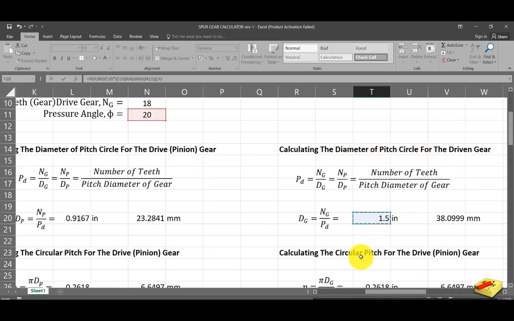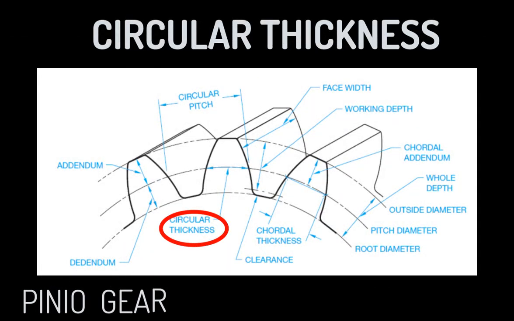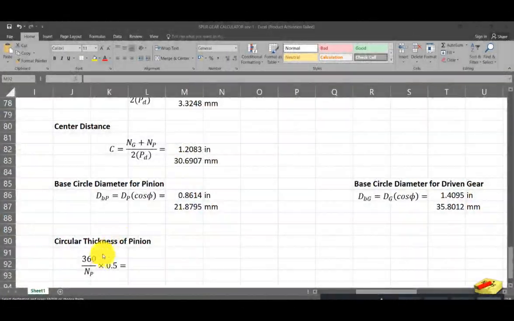So that will be 1.5 and that one. So I have 1.409 in inch, and a value of 35.801 for my conversion in mm. This is for the base circle for my driven gear. Then next we have to determine the circular thickness of the pinion. So that is 360 divided by the number of teeth of my pinion times 0.5. So 360 divided by NP.